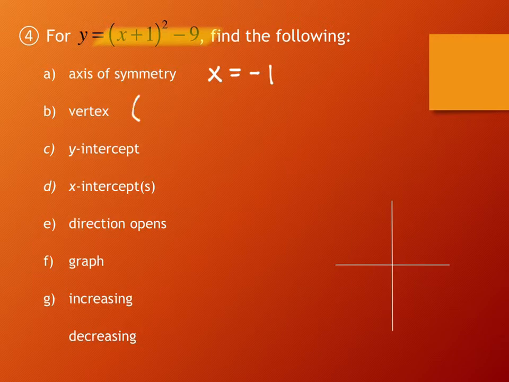And likewise, my vertex will also have the x component of negative 1. And what will the y component be for my vertex? Negative 9. So those are easy to find because of the way the form is given. Y-intercept and x-intercept may or may not be. Let's actually plot what we currently have. So I have negative 1 and I have negative 9.